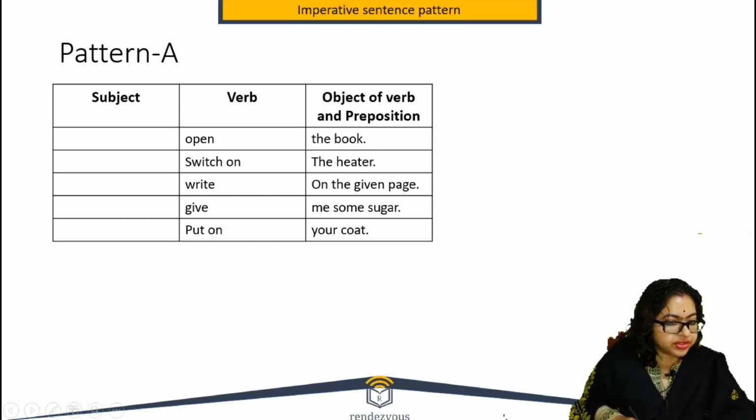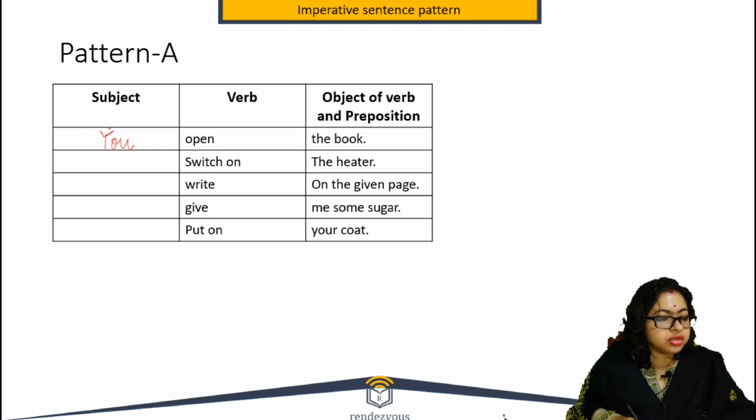So the subject here is you, but we are not to spell out the subject or write that subject. All of the subjects here in these sentences are implicit subjects. That means the subject is implied indirectly here, but it must not be said or written. So the full sentence is you open the book, but the subject is implicit or implied.